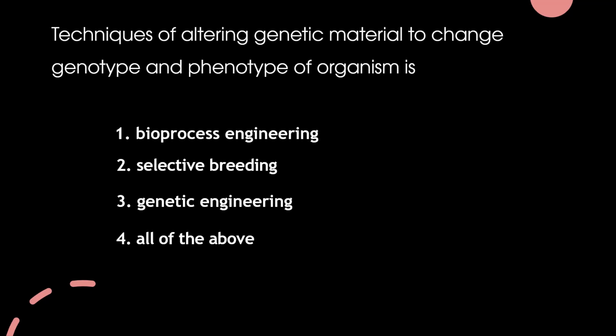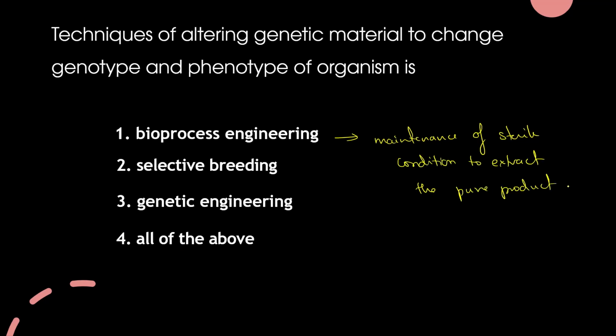So, genetic engineering. What's the question? It's the technique of altering genetic material to change the genotype and phenotype of an organism. So what is bioprocess engineering? Just now I told you, guys. Bioprocessing is maintaining sterile conditions to extract the pure product. Does it involve altering the genetic material? No, it's only the process for extracting the product under sterile conditions.